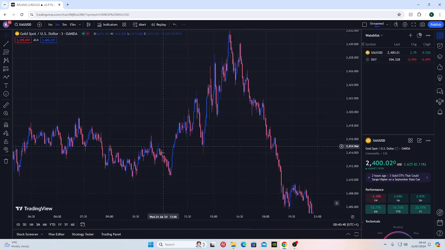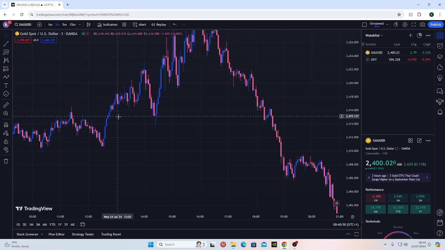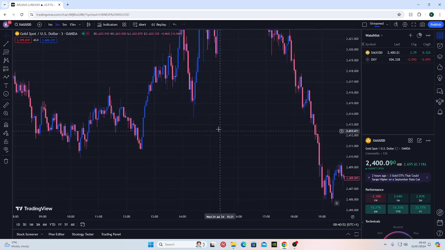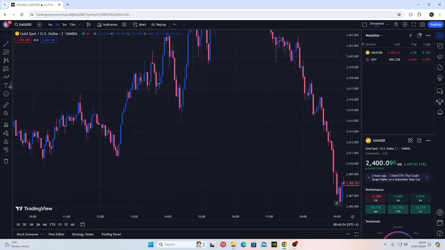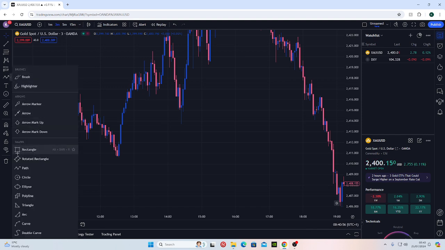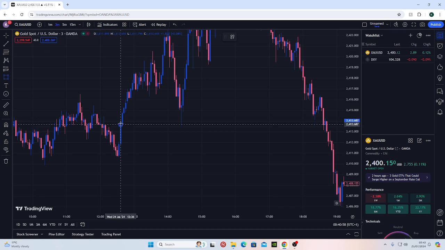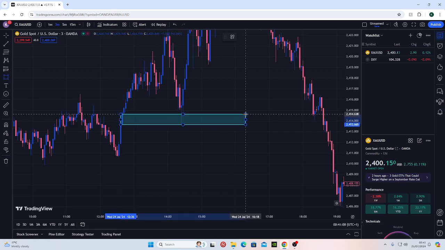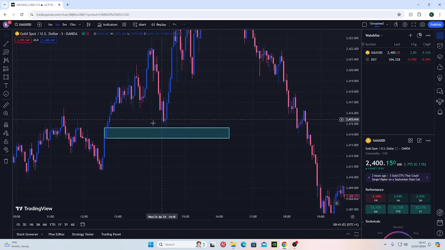So if we come into here, on these blue candles, you can already see straight away you've got a fair value gap from there all the way up. Okay, and what did price do? Price came back into it because it hasn't been filled before, and then price shot up.